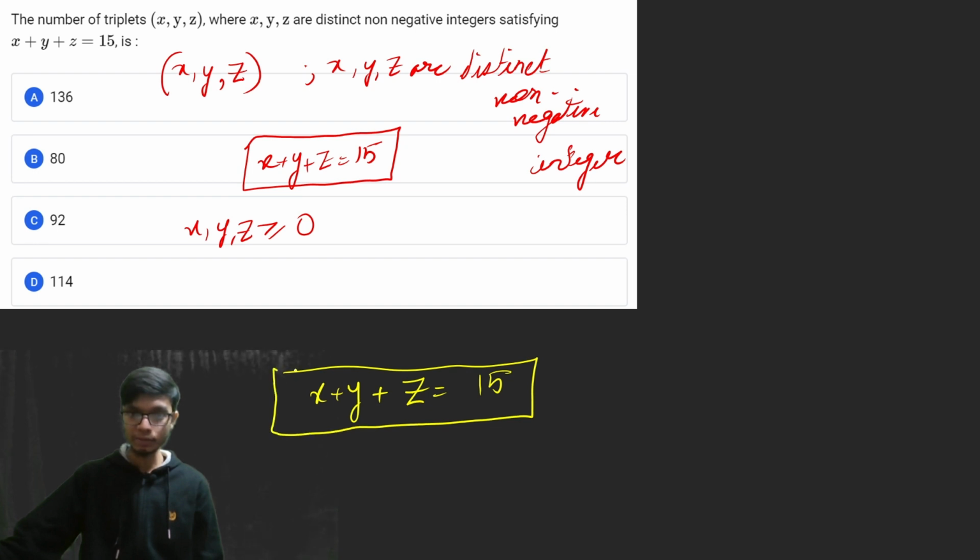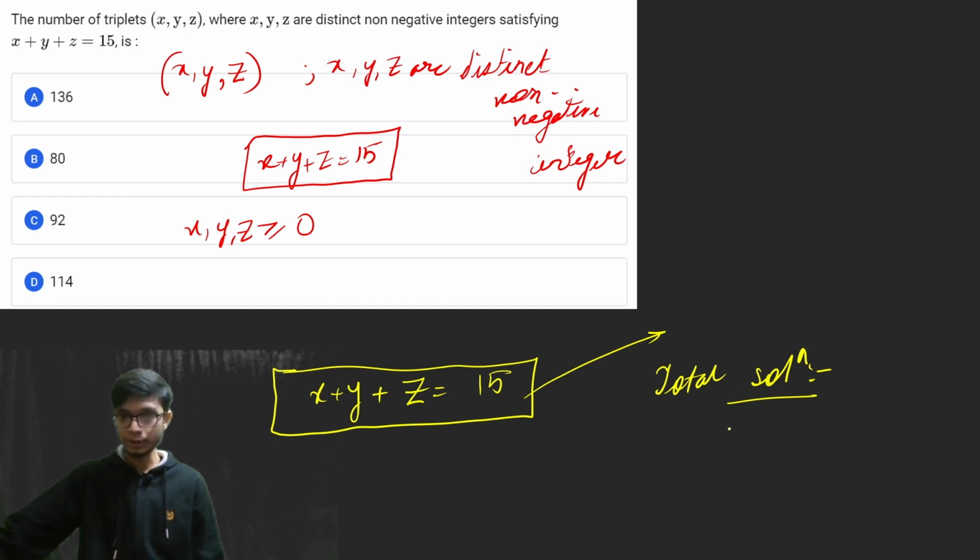I will tell you the formula to remember. There are a total of 3 variables, and all 3 of the variables have no other condition except that they are positive. So the total solutions, this is very important, I will ask you to remember this.